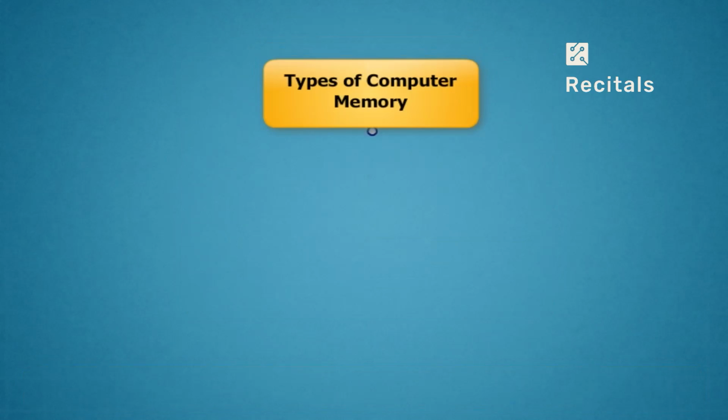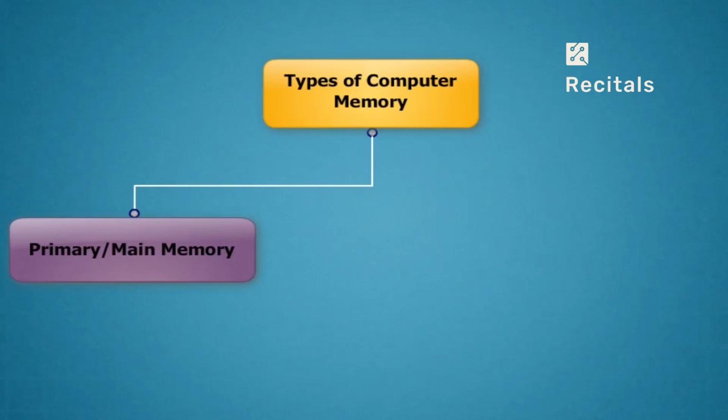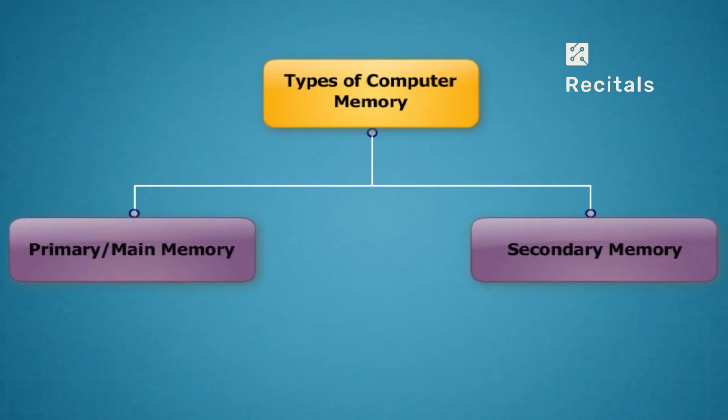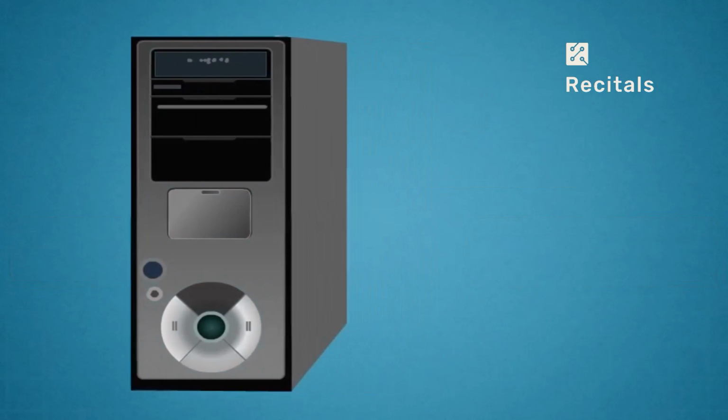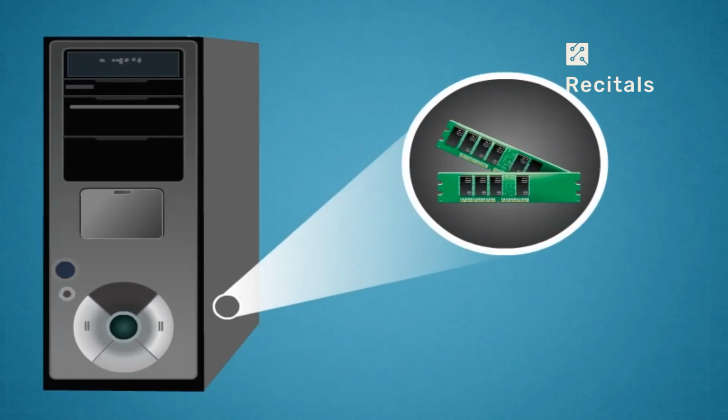Computer has two types of memory. These are primary or main memory and secondary memory. Let me explain computer memory in detail for you. The main memory is very fast and is also called random access memory or RAM.